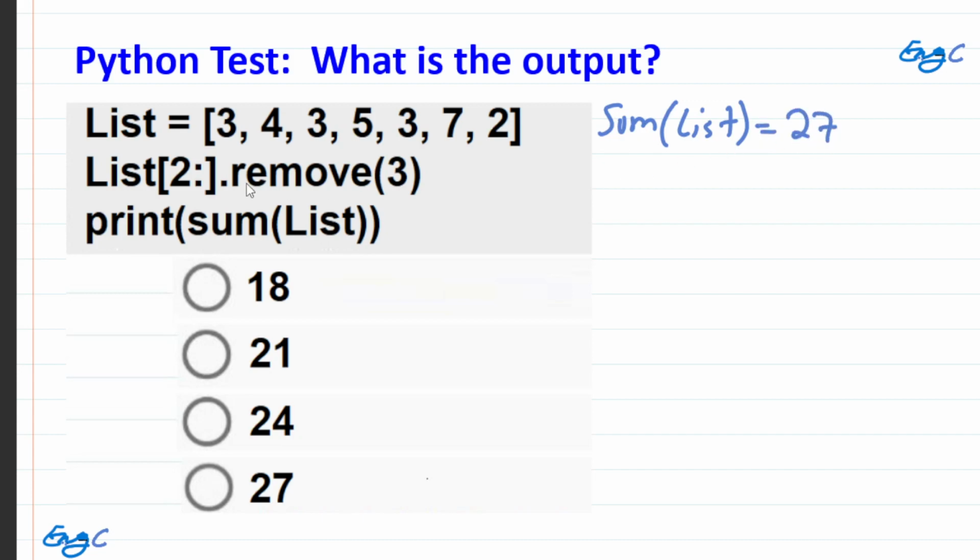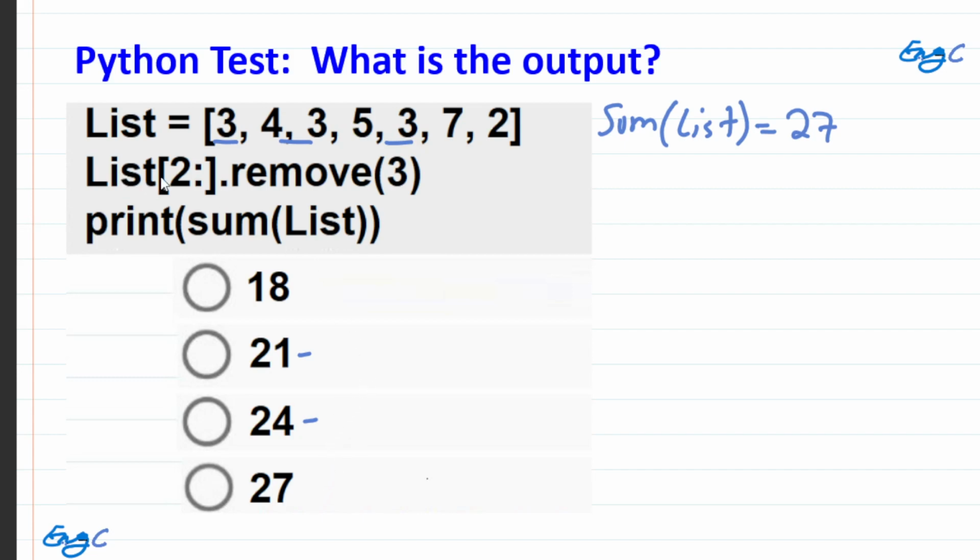Now, if we look at the second line, we are trying to remove 3. If we end up removing all 3s in this list, of course, we end up subtracting 9 out of 27, we get 18. If we remove 2 of the 3s in this list, then we end up with 21. If we only remove 1 three out of this list, the answer is 24. And if we don't remove anything, then the answer is 27.